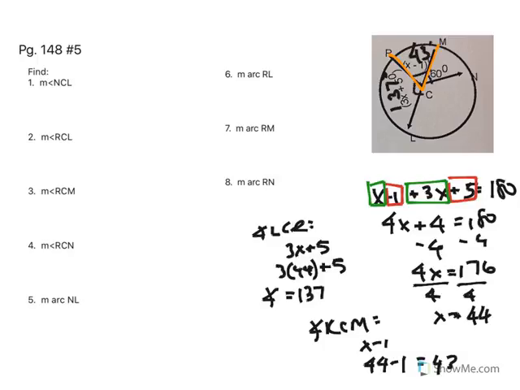Now this is 60. We know that all of the angles in a circle add up to 360 degrees, right? So if this angle is 137, this angle is 43, and this angle is 60, we can add all of these together and subtract from 360 in order to get the measure of this angle. So that's exactly what we're going to do. We're going to do 137 plus 43 plus 60 plus x, let's call this x, equals 360. Let's do the math for that real quick.